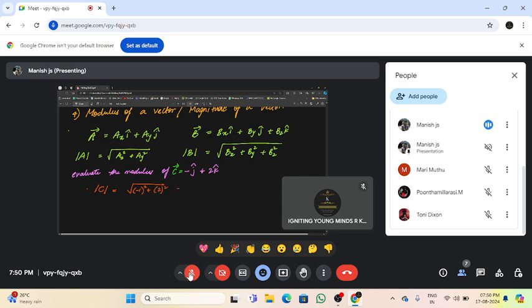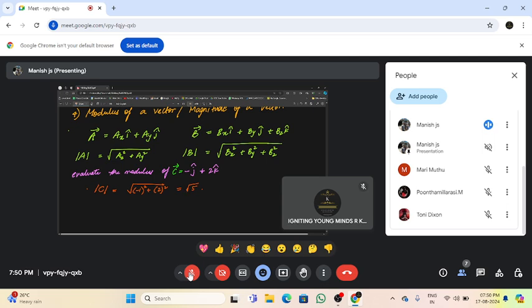I hope you're getting the answer to the question that sir asked. So will the overall answer be positive or negative? So what's the final answer, children? Yes, it is positive. And what is its value? Root 5. Yes, so root 5 is the answer. So the magnitude of vector c is root 5.